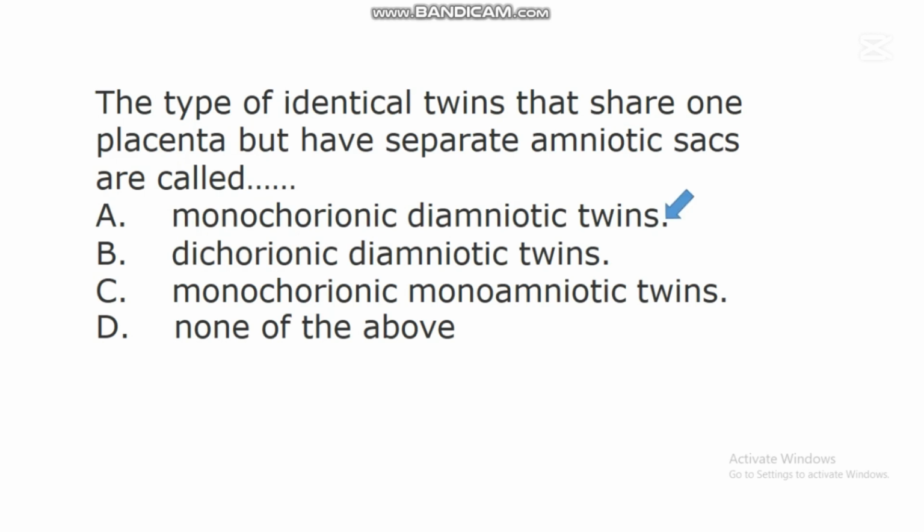Monochorionic diamniotic twins. There is what we call monochorionic diamniotic twins. These twins share one placenta, but they have separate amniotic sacs. So those identical twins that share one placenta but have separate amniotic sacs are best described as monochorionic diamniotic twins.